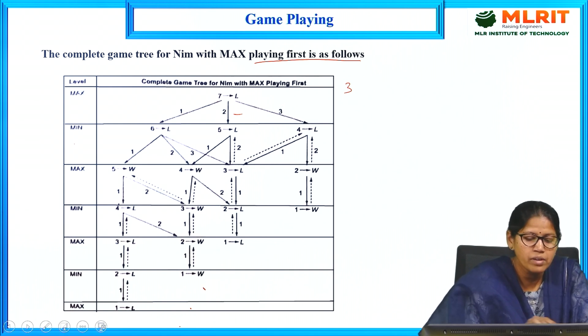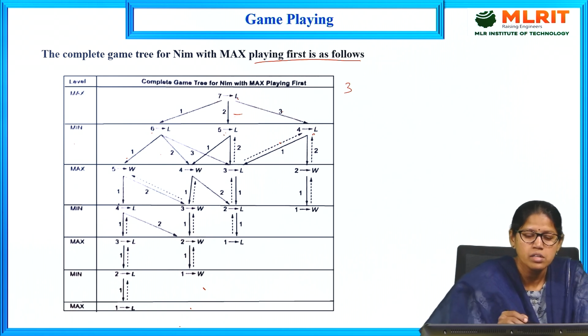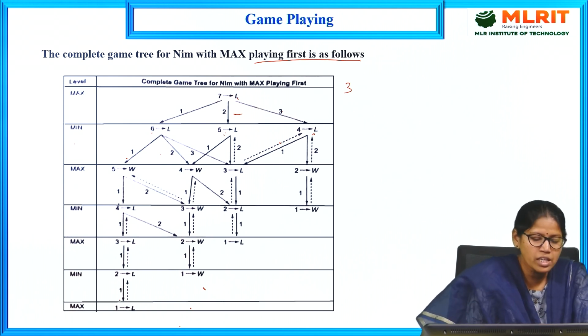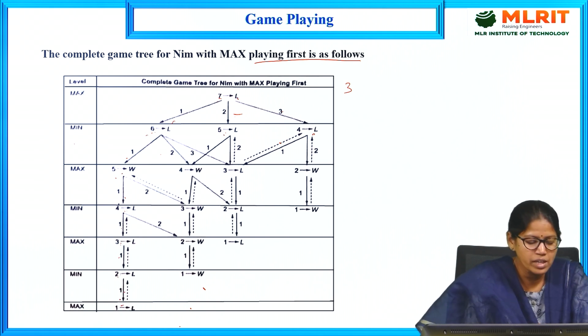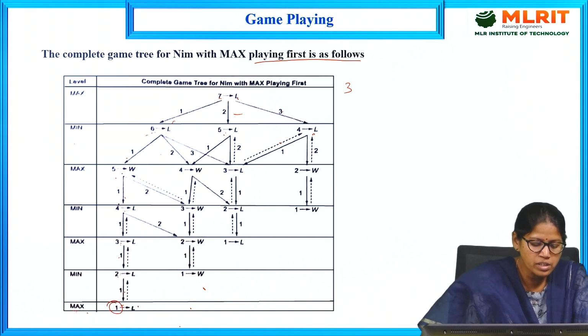Next, at the min level, 7 minus 1 is 6, 7 minus 2 is 5, 7 minus 3 is 4. Out of the 6, the maximum of half of the matchsticks is 1, 2, 3. From 5 also 1, 2. From 4, 1, 2. Next at the max level. In this procedure, from the root node to the terminal node: 7 minus 1, 6, 6 minus 1, 5, 5 minus 1, 4, 4 minus 1, 3, 3 minus 1, 2, 2 minus 1, 1. So at last, at the max point, max is picking the last matchstick, so according to max point, it is a loss.